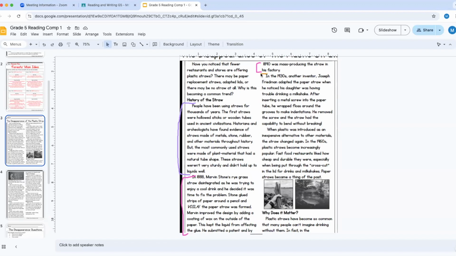Shishi, could you read the orange section for us? Sure. Thanks. In the 1930s, another inventor, Joseph Friedman, adapted the paper straw when he noticed his daughter was having trouble drinking a milkshake. After inserting a metal screw into the paper tube, he wrapped floss around the grooves to make indentions. He removed the screw, and the straw had the capability to bend without breaking.